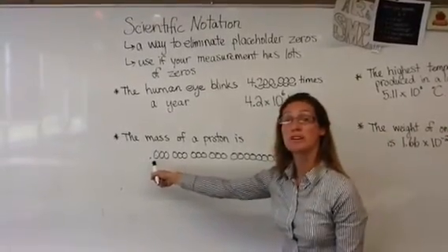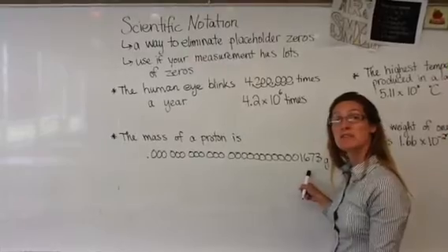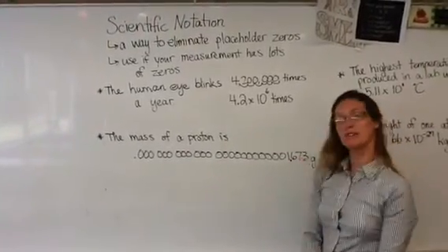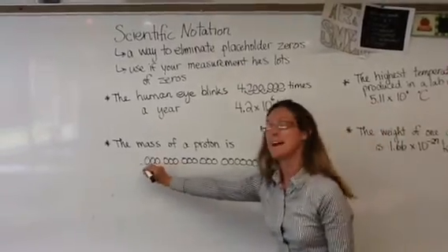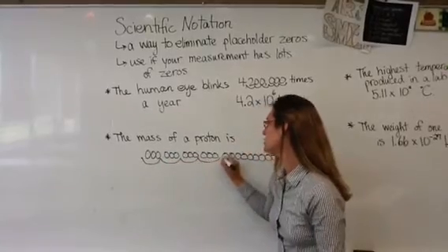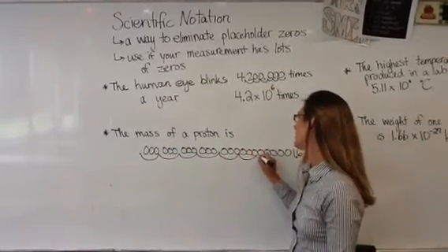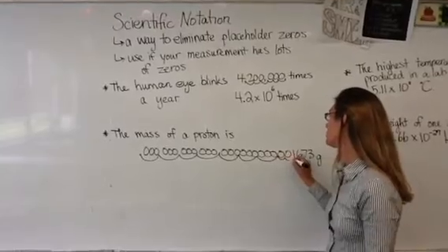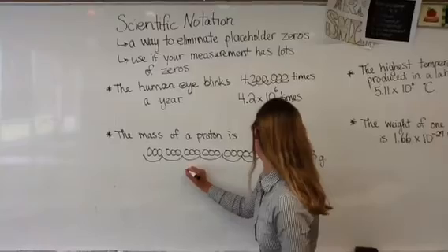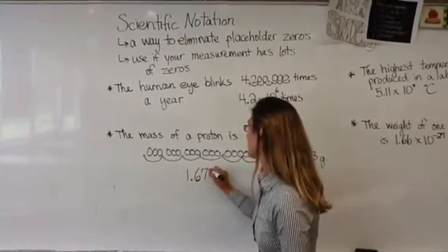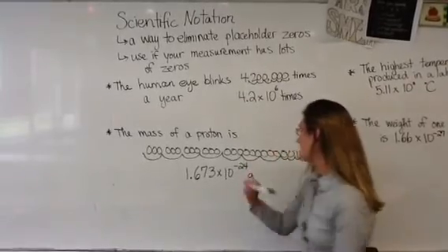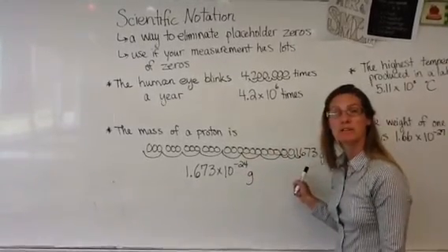So now we're going to move our decimal point over so that one digit is in front of the decimal point. So this 1 is going to be in front of the decimal point, and now we're going to count how many times we have to move it over. 3, 6, 9, 12, 15, 18, 21, 22, 23, 24. We move the decimal point over 24 times, 1.673 times 10 to the negative 24th power, and we keep our unit on our measurement as well.